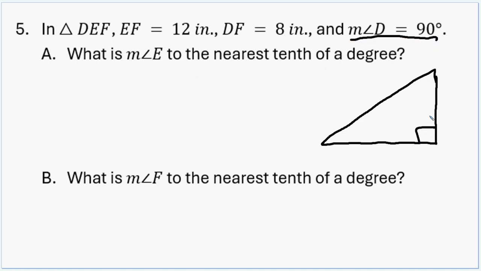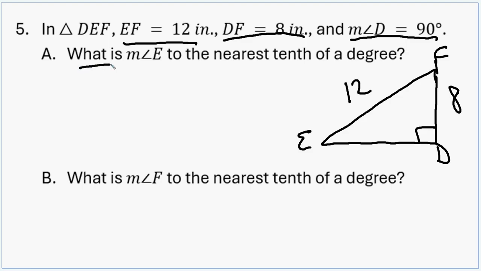So angle D is 90 degrees. D. And the other two sides are E and F. I'm going to put it here. I'm going to put this here. Now it says DF is 8 inches. EF is 12 inches. What is the measure of angle E to the nearest degree?